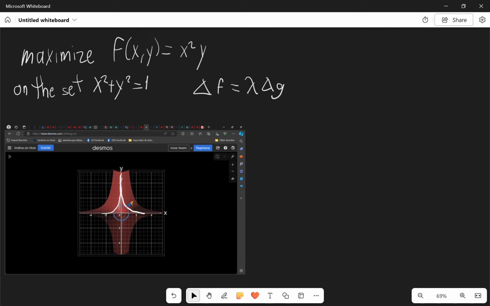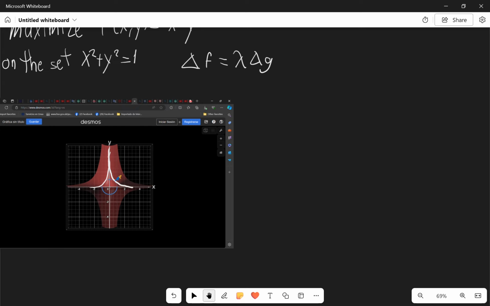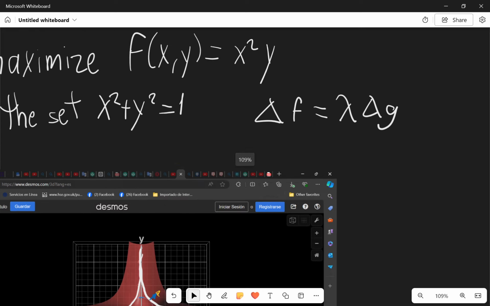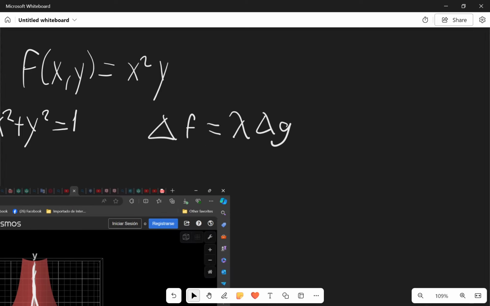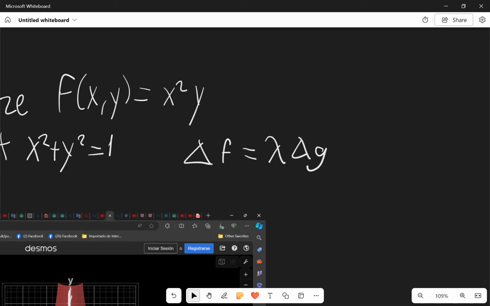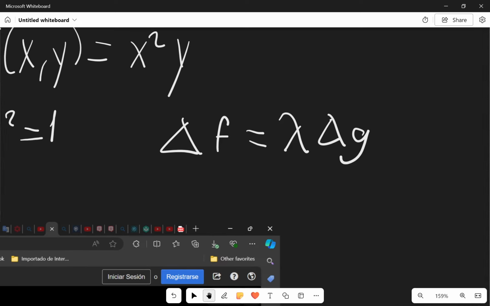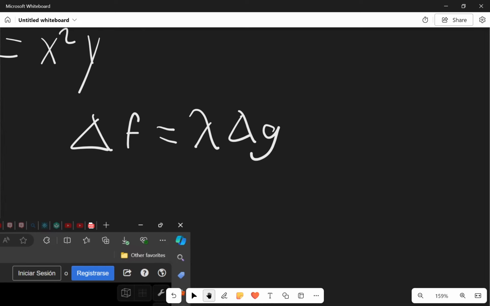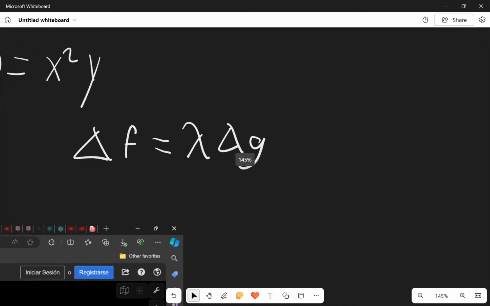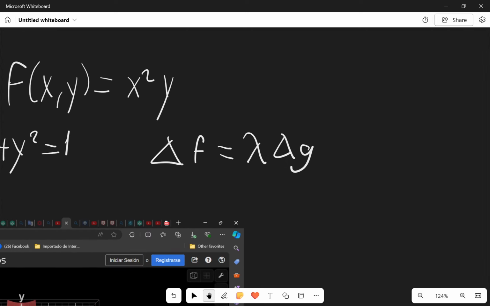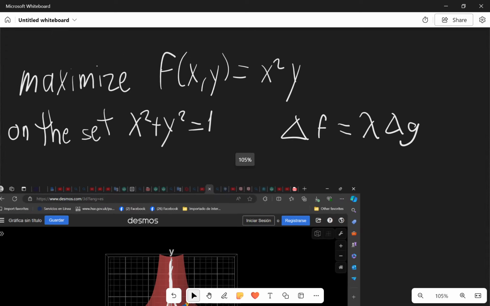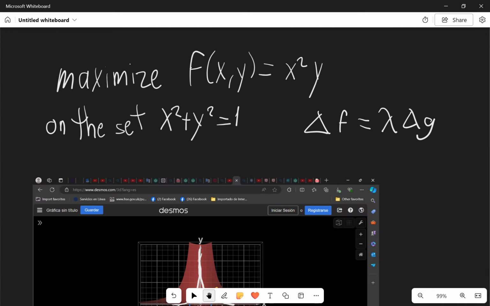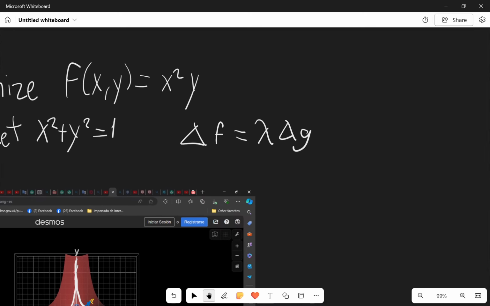So how can we solve this problem? Now, we said that the gradient of f must be equal to a constant. Well, it could also be a variable. The gradient of f must be equal to the Lagrange multiplier times the gradient of our constraint function. Our constraint function is, in this case, x squared plus y squared equals 1. But we don't need the 1 at the moment to set this equality.